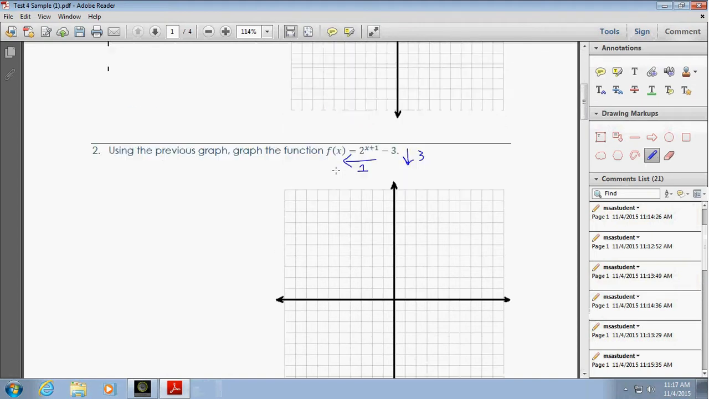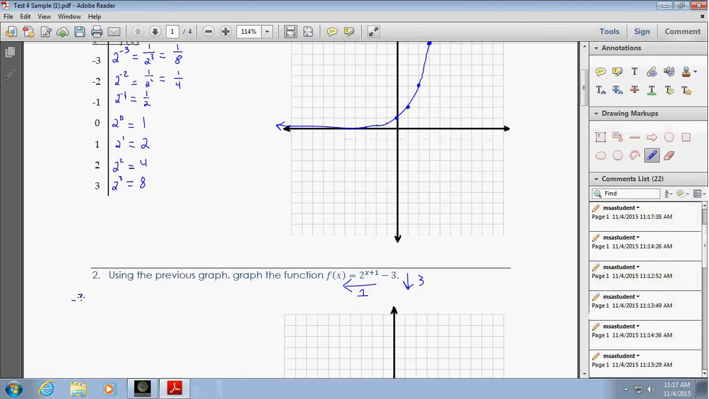So we're going to look at all of our points. What were our points? We had negative 3, 1/8, negative 2, 1/4. So we're going to move all these values one to the left and three down, which means my x value is going to decrease by one, and my y value is going to decrease by three. Do we see that's what we're doing when we translate something? We're just moving our x values and moving our y values. So our x values are going to decrease by one.